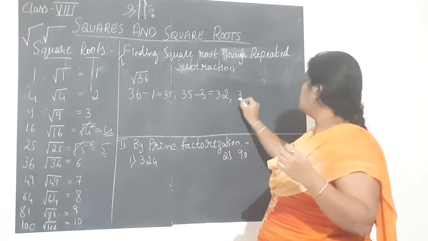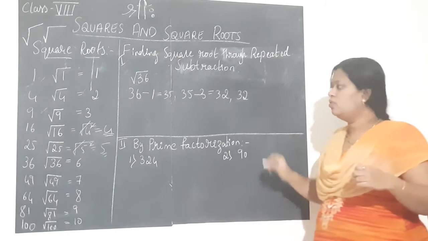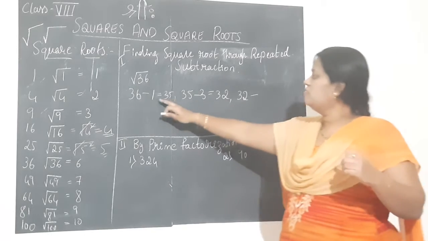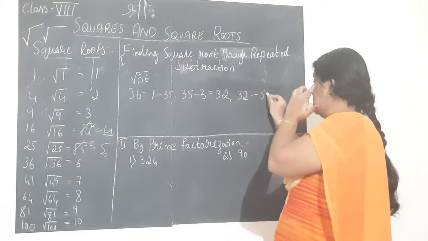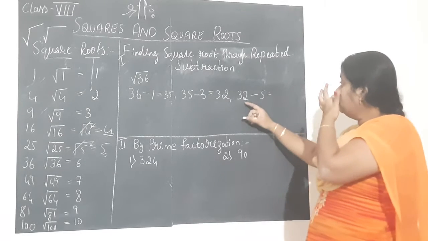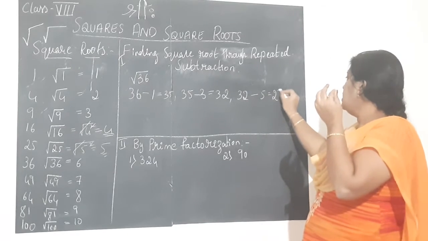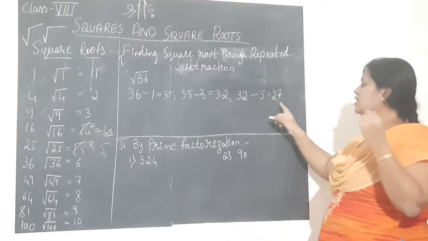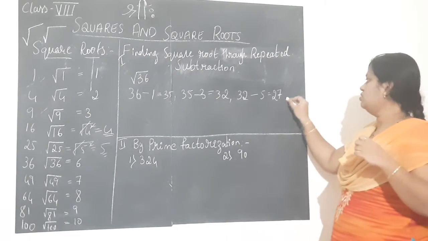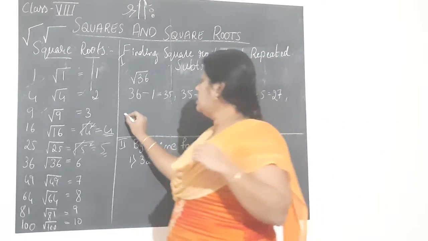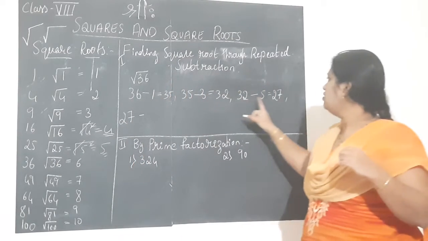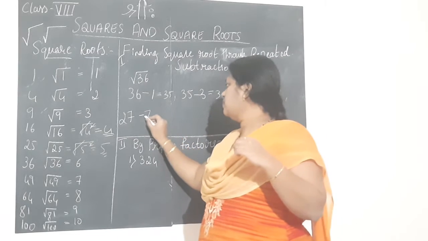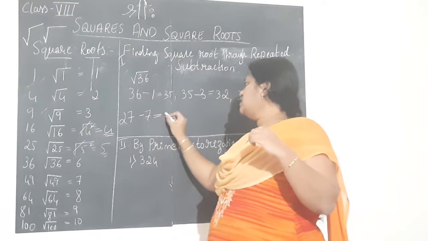Right? This difference, what we got, that is 32, minus, after 1 and 3, the next odd number 5. So 32 minus 5 is how much? 32 minus 5 is 27. So next, write down the number what you got, the difference, 27, minus, after 1, 3, 5, the next is 7. So how much is 27 minus 7?